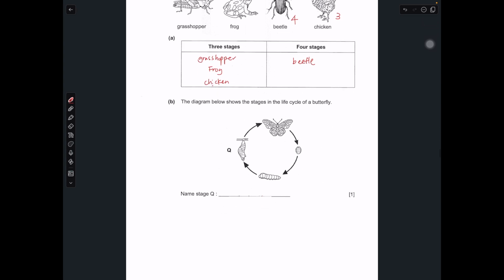The diagram below shows the stage in the life cycle of a butterfly. What is Q? So this is your egg, larva, pupa, followed by adult. Okay, this is pupa over here.